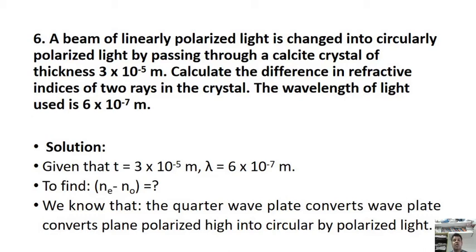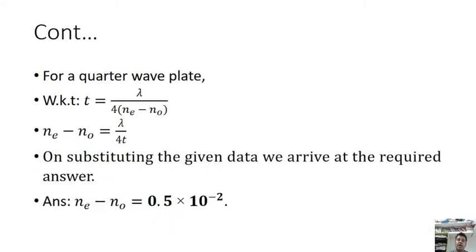We know that the quarter wave plate converts plane polarized light into circularly polarized light. For the quarter wave plate the relation is t is equal to lambda by 4 of n e minus n naught, the refractive indices of extraordinary and ordinary radiation. So here we have to calculate n e minus n naught. Simplifying, n e minus n naught is equal to lambda by 4 into t.